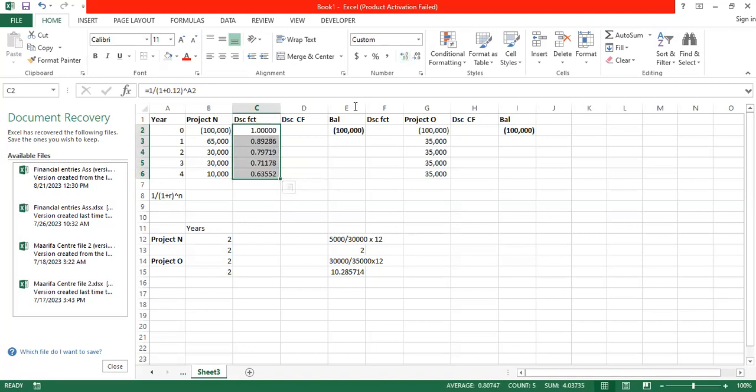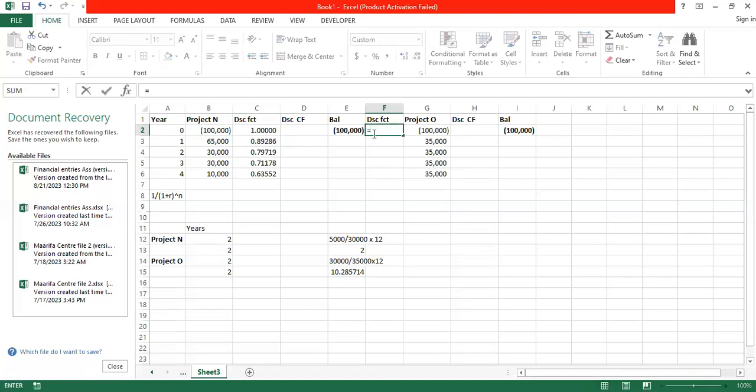Right. So let me put it to five numbers after the comma. So that's what you get. So this here is going to be the same as that there. The discounting factor is just the same when you're analyzing for project. So we can copy that there.